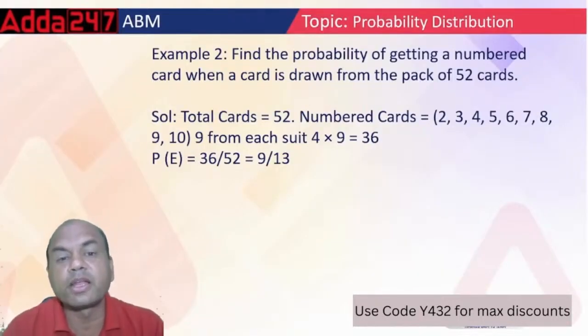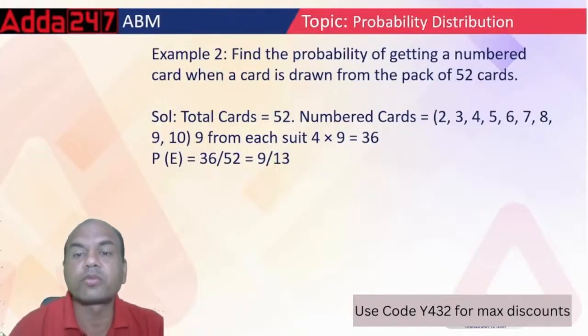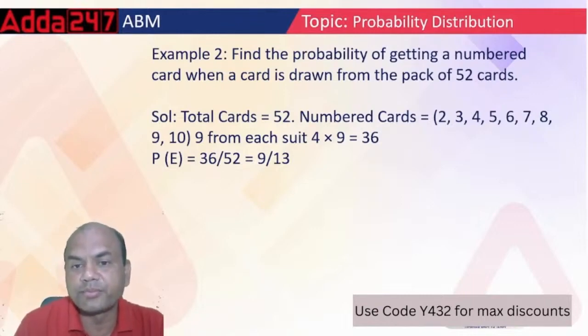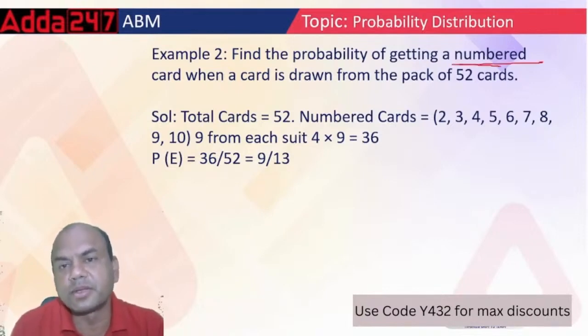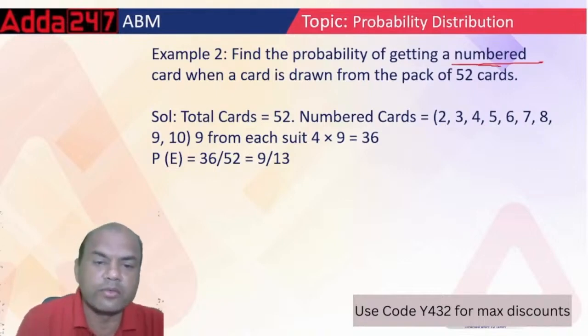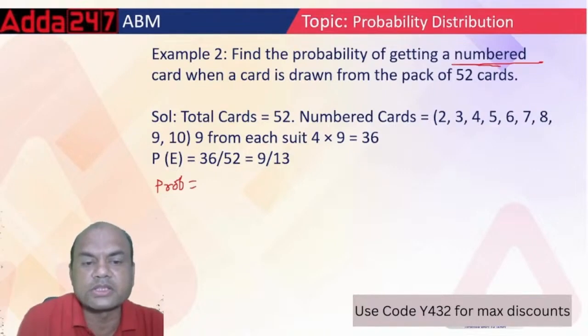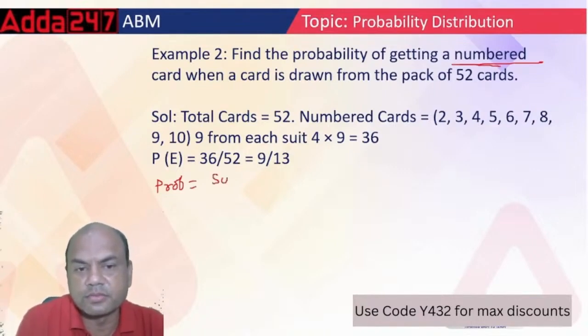Find the probability of getting a numbered card when a card is drawn from a pack of 52 cards. Now I want a numbered card. How many numbered cards are there? And total is 52. First, remember the formula for probability: success upon total, the sample space.